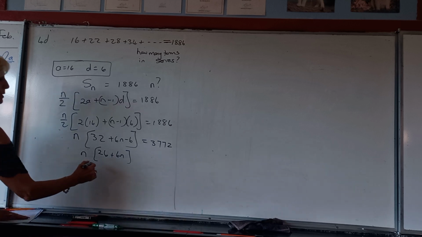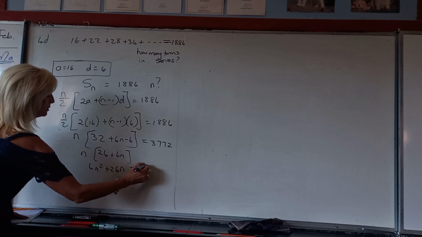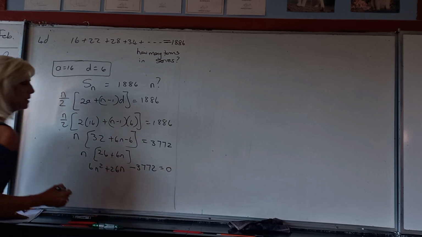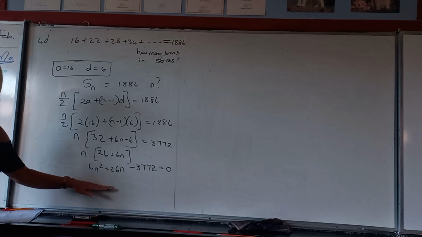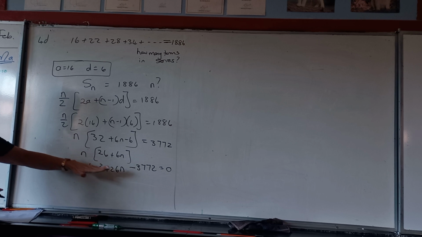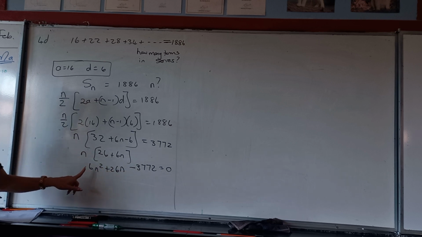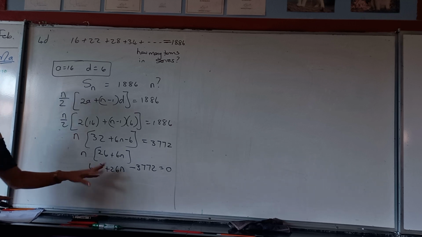All right. So we're timing out 6n squared plus 26n minus 3772, and why am I doing this equal to zero? Because I'm seeing a quadratic equation. I'm busy with sequences and series, but inside of this sum it developed into a quadratic equation, so I need to go and find factors. First thing that you should do, without your calculator, is try and see if I can divide by 6. And if it doesn't work with 6, maybe I can divide by 2, or by 3, or by something to simplify. Are you with me?